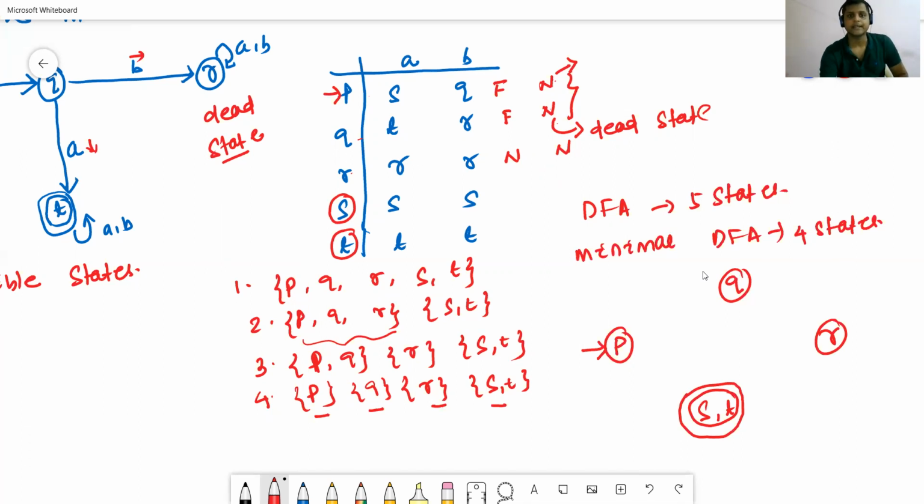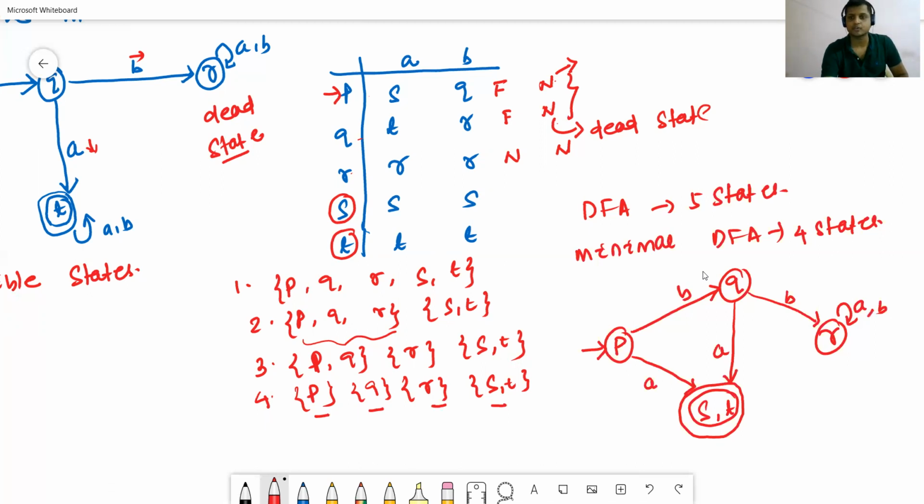Now we'll check. P reading A goes to S. P reading B goes to Q. Q reading A goes to T. Q reading B goes to R. R reading A goes to R. R reading B goes to R.